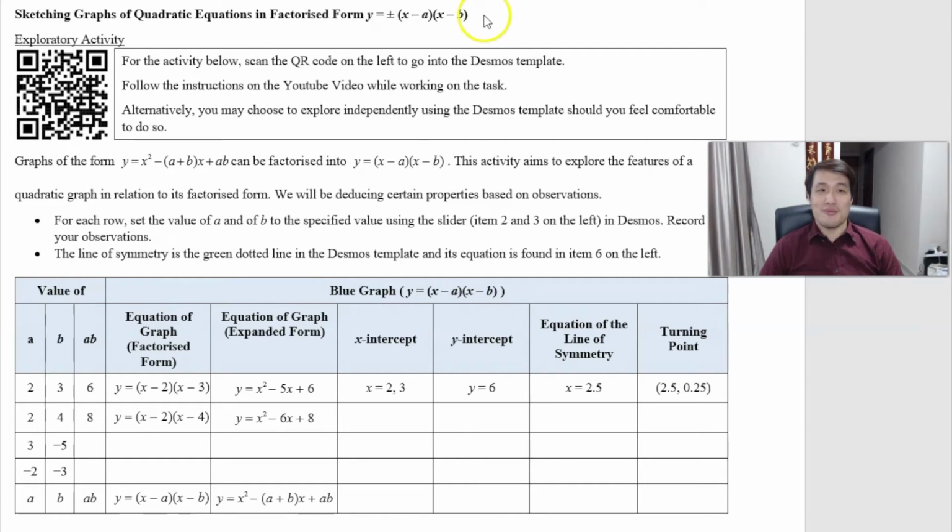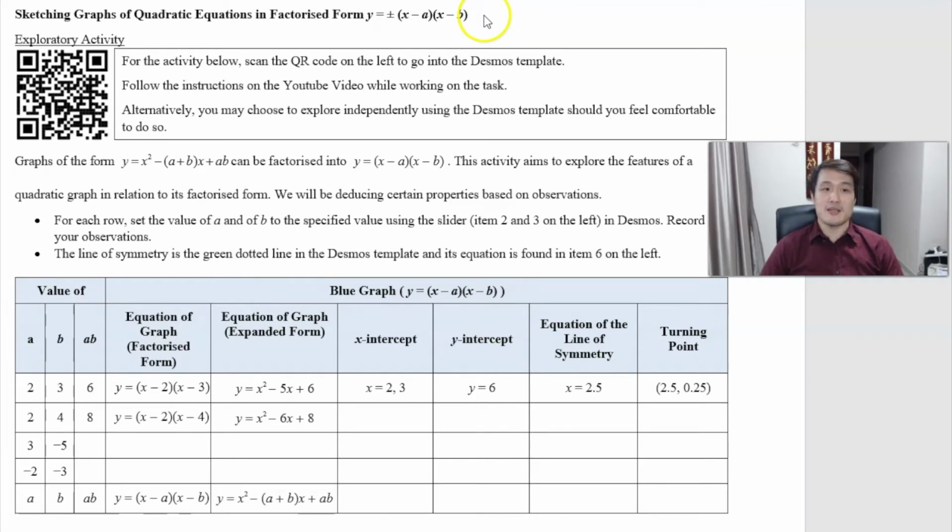Welcome to Learning Math with Mr. Tan. Today we'll be looking at the sketching of quadratic graphs where the equations are factorized into linear factors of x minus a and x minus b. Typically, this is a difficult topic as there are many concepts involved and they require some connection between algebra and the understanding of the Cartesian plane. Today I'll be breaking down some of the concepts for you.